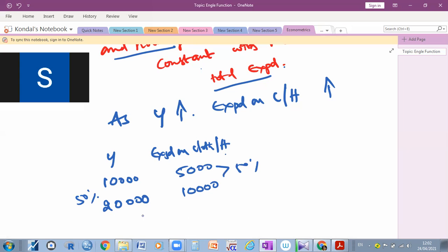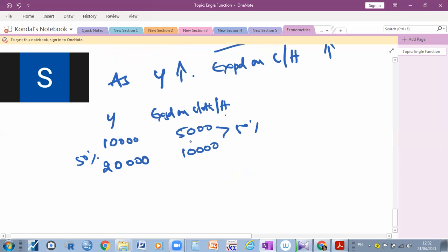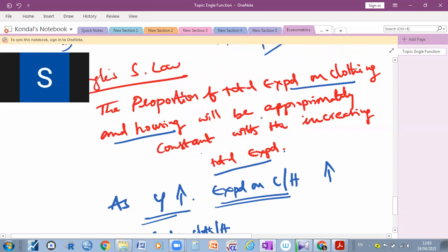Right? So the change is 10,000 here and 5,000 here. Okay, so 50% change here and 50% change here. Like this, as your income increases, the expenditure on clothing also increases, but approximately it may be the same. Approximately, not exactly the same. As I told you, it should not be constant, but approximately.